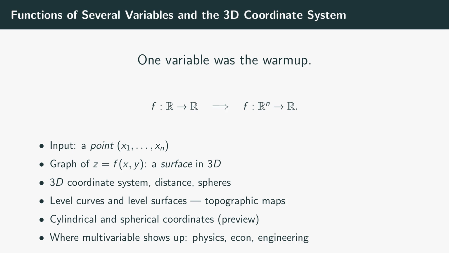Almost every concept we worked out in one-variable calculus has a multivariable analog. Derivatives become partial derivatives, and then gradients. Integrals become double and triple integrals. The fundamental theorem generalizes into Green's, Stokes's, and the divergence theorem.